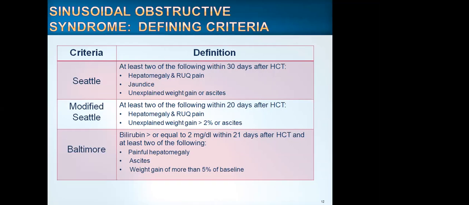Hepatomegaly, right upper quadrant pain, unexpected weight gain of more than 2%, or ascites. And the next criterion is bilirubin more than or equal to 2 within 21 days, and the HCT criteria. Here also painful hepatomegaly, ascites, and weight gain of more than 5% are there.